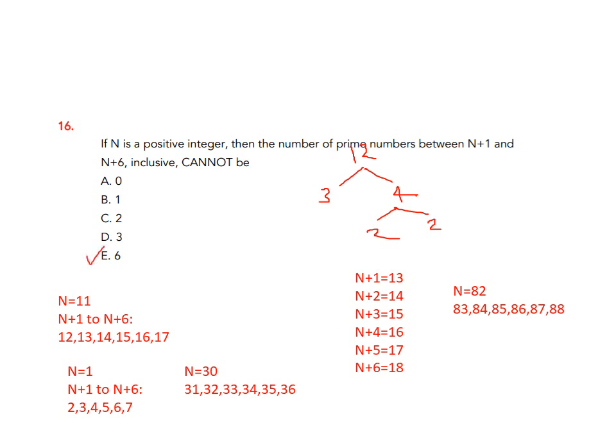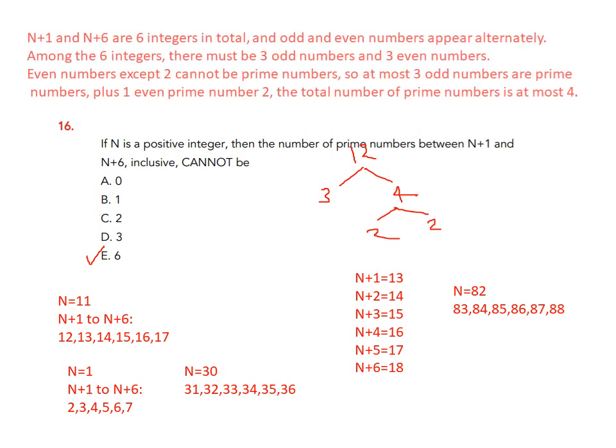Okay, so let us see the conceptual thinking for that. n plus 1 to n plus 6 are 6 integers in total, and odd and even numbers appear alternatively. Among the 6 integers, there must be 3 odd numbers and 3 even numbers. Even numbers, except 2, cannot be prime numbers. So at most, 3 odd numbers are prime numbers, plus 1 even prime number 2.